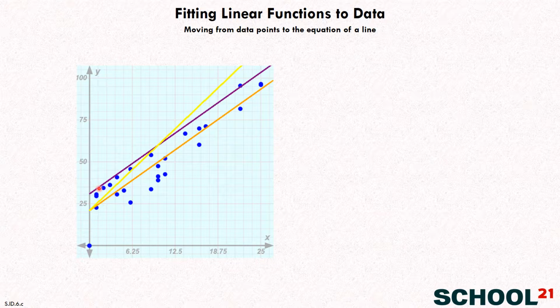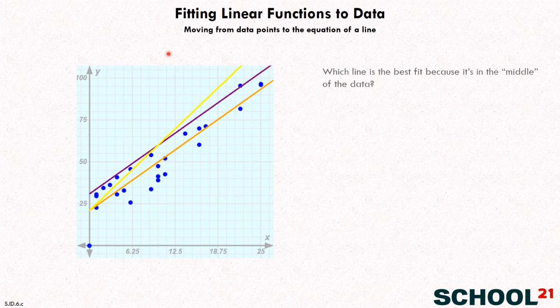Okay? So let's first ask ourselves the question: I've drawn 3 lines here. Only one of them is really kind of in the middle of the data. Which one is that? The orange line? Yeah, the orange line is kind of in the middle here. Tell me what's wrong with the other 2 lines. How come those ones aren't really a good fit? Well, the yellow line is more towards the left of the data. And the purple line is kind of on the outside of where the dots are.